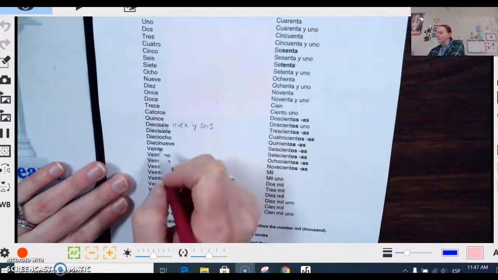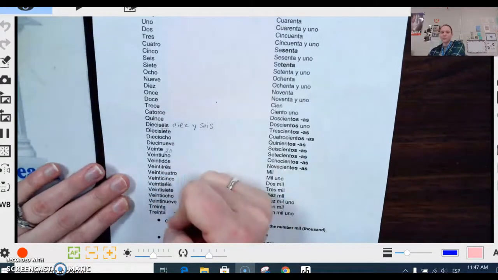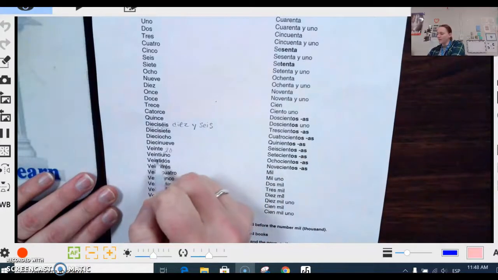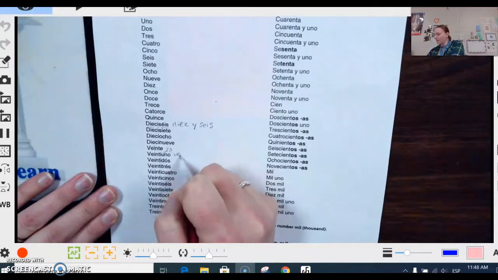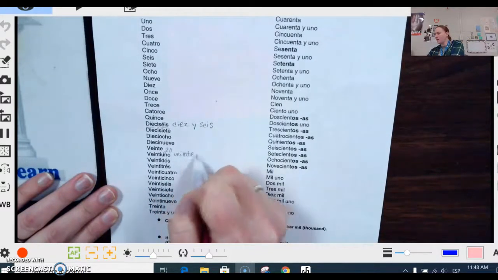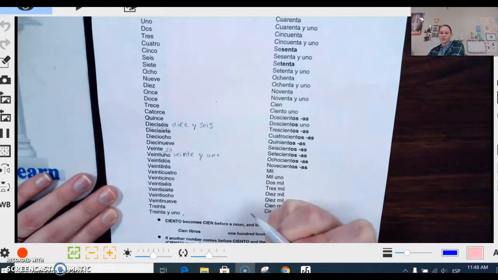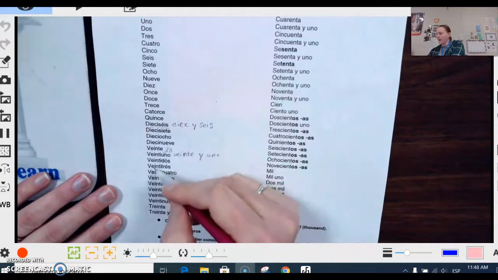Okay, so then we have our 20s place, which is veinte. And with 21 through 29, you can do this contraction again. So veinte y uno, or veintiuno, or you could write it out veinte y uno. But again, no one's actually going to do that. They're going to say veintiuno. Okay? So all the way through, but it's still the same pattern.